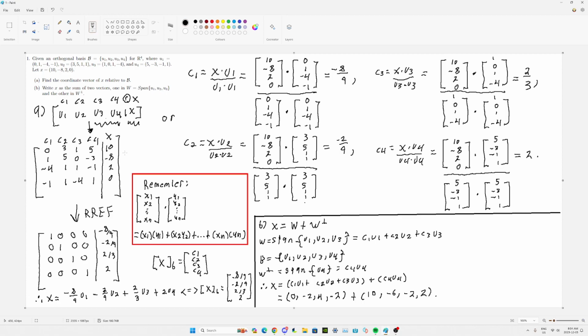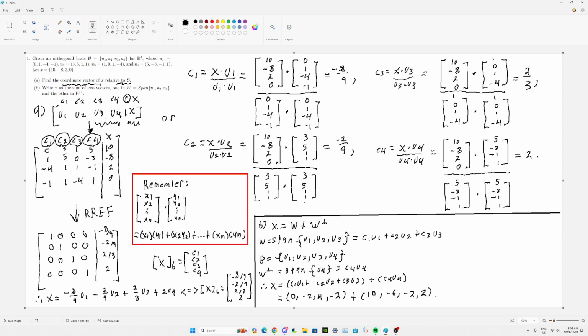The next thing we want to do is RREF, because we want to solve for the pivots. What we're going to end up finding is C1, C2, C3, C4. Those are going to be our scalars, and from our scalars, we can form the coordinate vector of x relative to the orthogonal basis B. So I did that. I RREF'd and got a C1, C2, C3, C4, so I wrote that out. Therefore, x is equal to C1 U1 plus C2 U2 plus C3 U3 plus C4 U4.